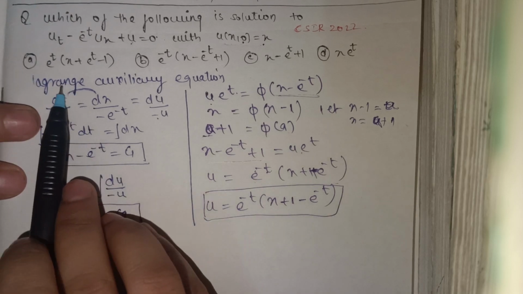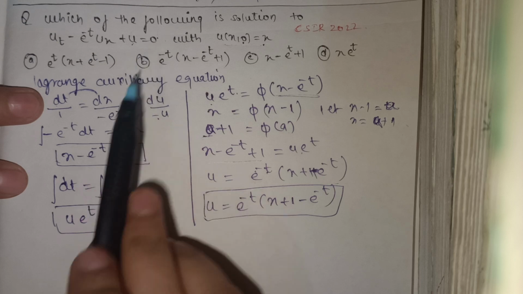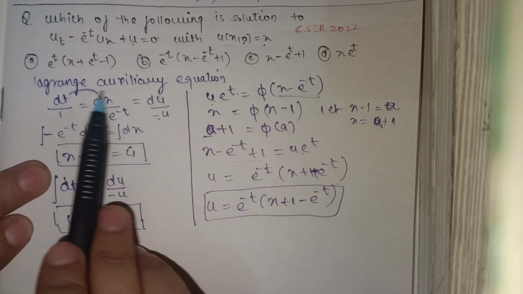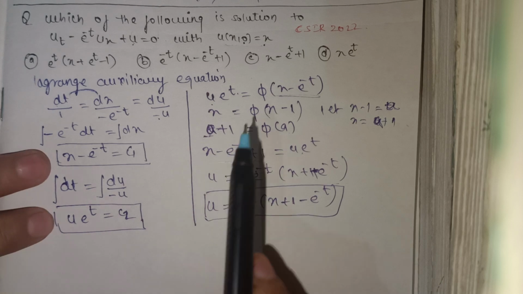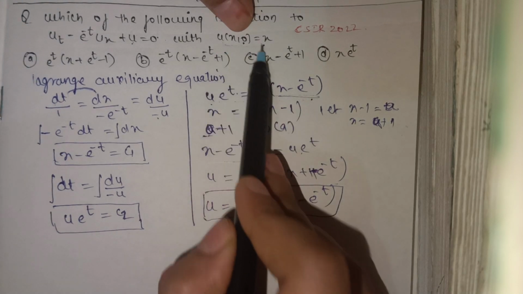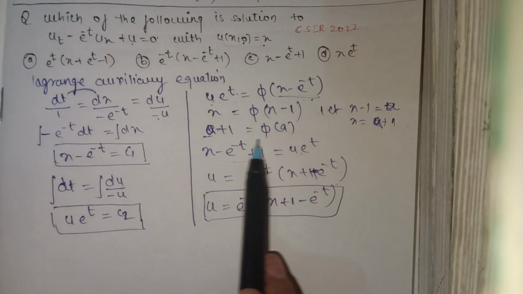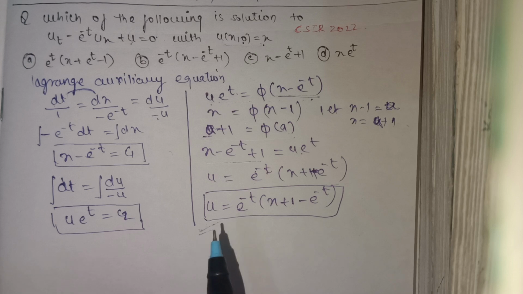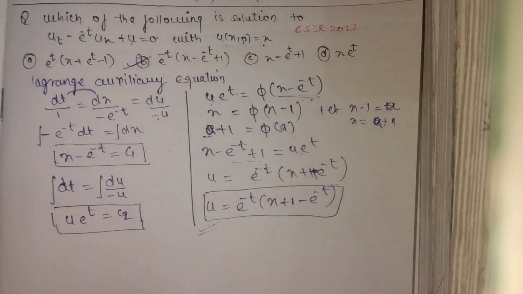So what we do? First we convert this equation into the auxiliary equation, taking two pairs, solve this, then taking the next two pairs, solve this, finally find this equation, and then by putting the condition into the solution, we get the required form, and by manipulating this we get the answer. So option B is correct. So this is the required solution of this question.